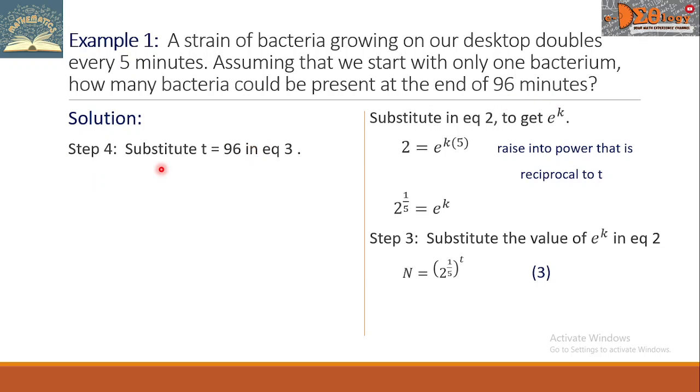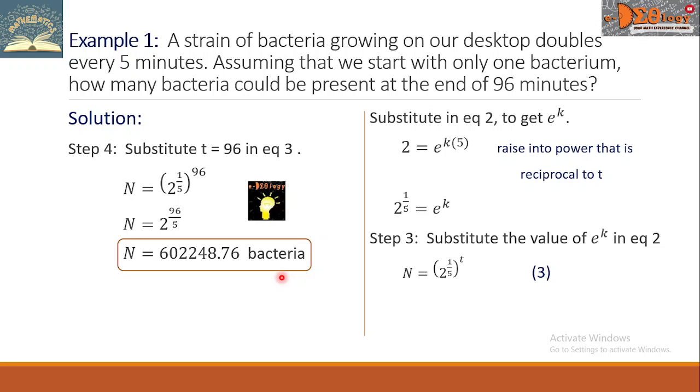For step 4, we're going to substitute t equals 96 in equation 3. So equation 3 becomes like this. The t is changed into 96. We combine this 96 and the 1/5 and it becomes 96 over 5. Using our calculator, we are going to simplify 2 raised to 96 over 5. And the value of N is 602,248.76. This is the number of bacteria. This is the final answer.